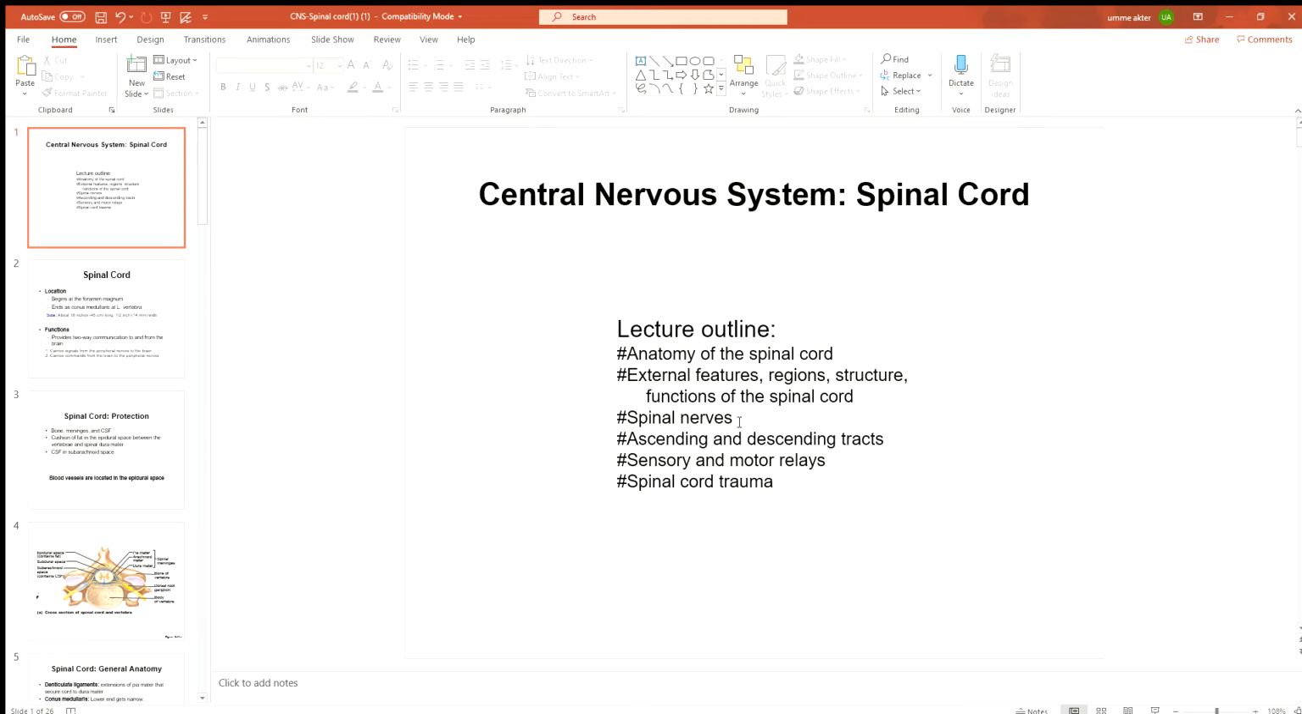Then we'll talk about two types of tracts. Tracts are the bundles of fibers inside the spinal cord, ascending tracts and descending tracts. And then we'll talk about the relay of signal. When the sensory signal goes towards the brain in different locations, the signal is relayed. That means one group of neurons transfers signal to another set of neurons. And we'll see also the descending pathway. Then we'll talk about trauma to the spinal cord.